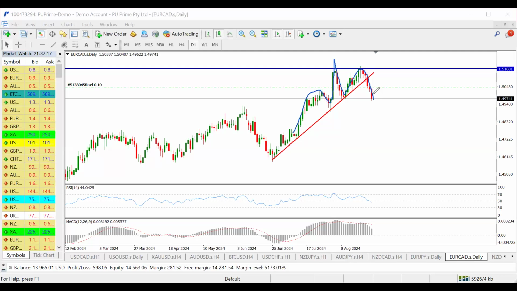So this is the head and shoulder pattern, and we're already seeing some drop. All right, so I think I should be done with head and shoulder. Let's look at another pattern.